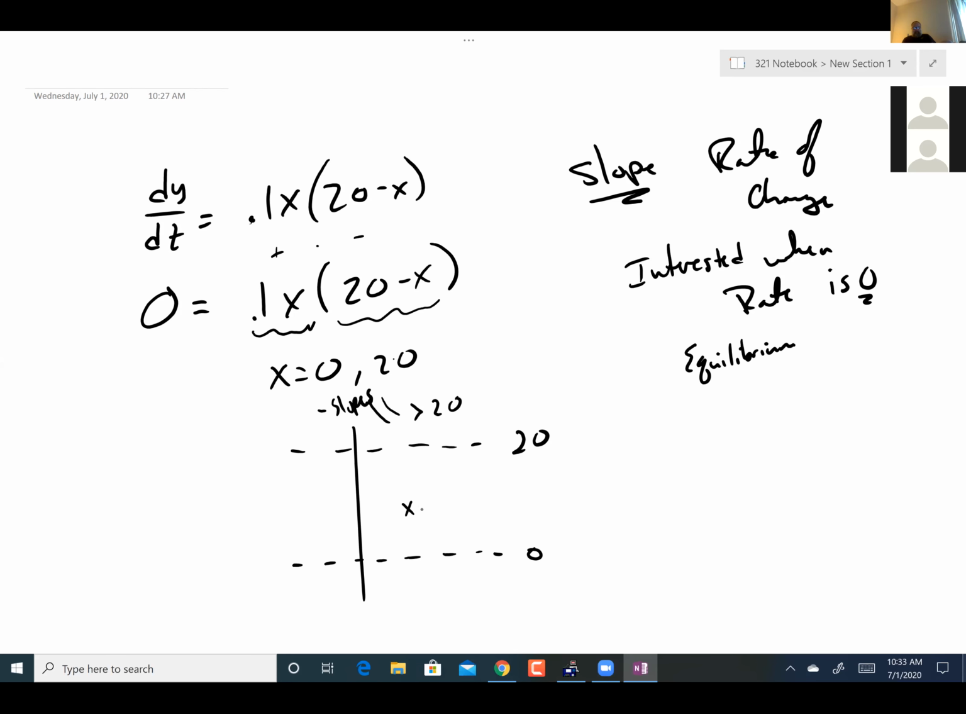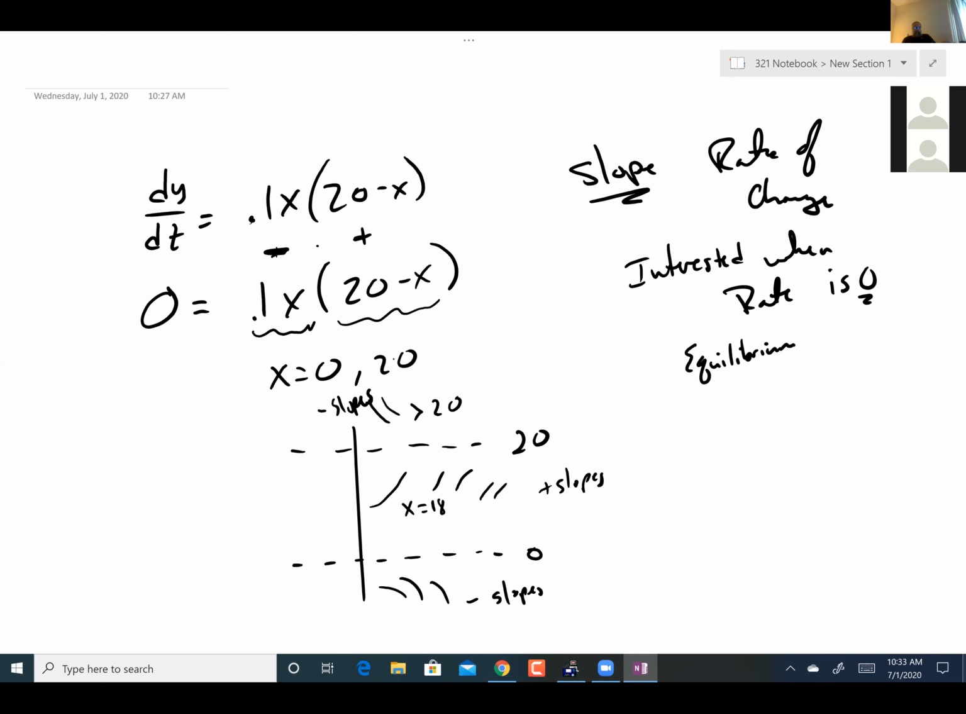Let's say you put in x equals 18 just for fun. But it doesn't matter, any value in here. Positive, positive, positive times a positive is a positive. We have positive slopes in here. And then what happens if you put a number in that's less than 0? Well, then this one becomes negative, and this one's still positive. Negative times a positive is negative. So we have negative slopes down here. That is as hard as it gets when it comes to categorizing.